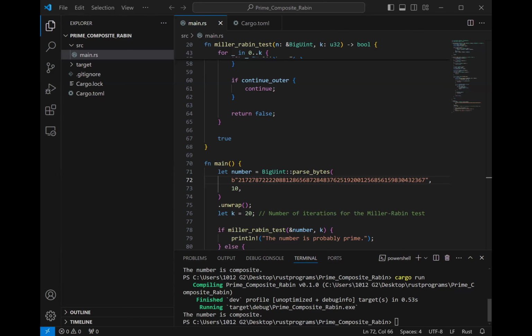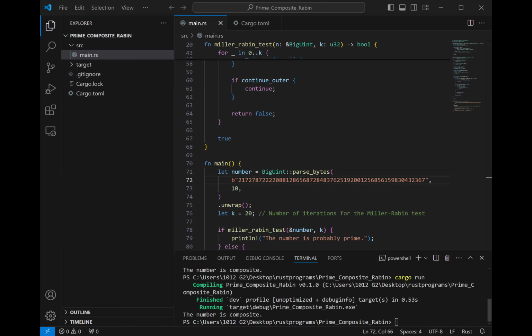I stopped sharing, or am I still sharing? Is it still visible? Now it's not. Oh, I've just stopped. Okay, what about now? Yes, you can see it, huh?